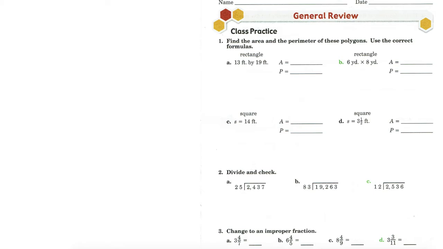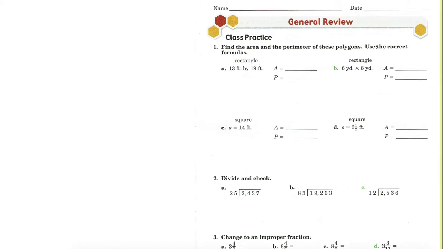Okay, so number one, find the area and the perimeter of these polygons. Use the correct formulas. So, yeah, again, area and perimeter. We've been really focusing on this for the past four or five lessons. Okay, anyways, areas. So this is a rectangle, okay? So we know a rectangle looks like this.